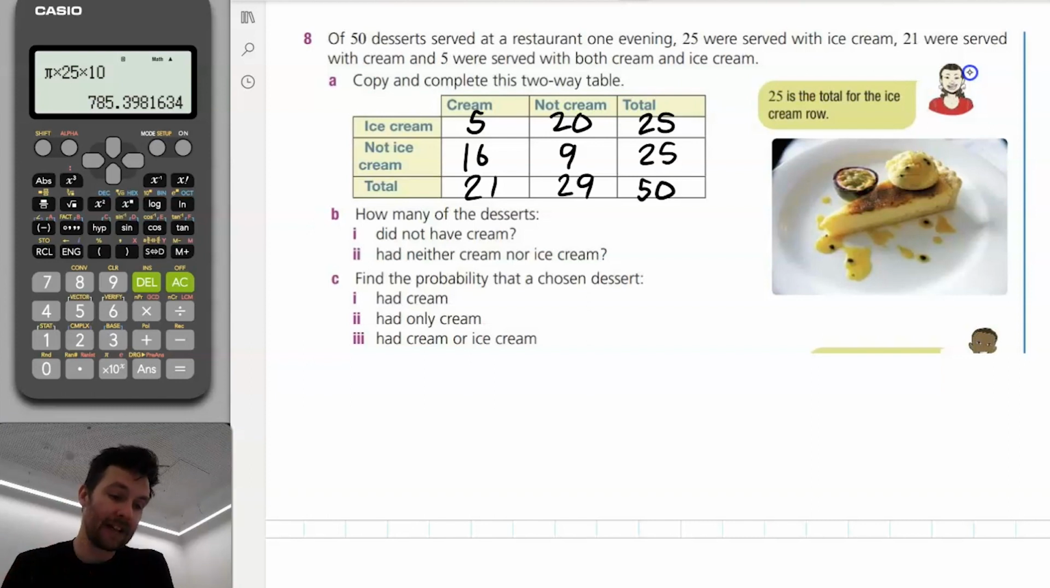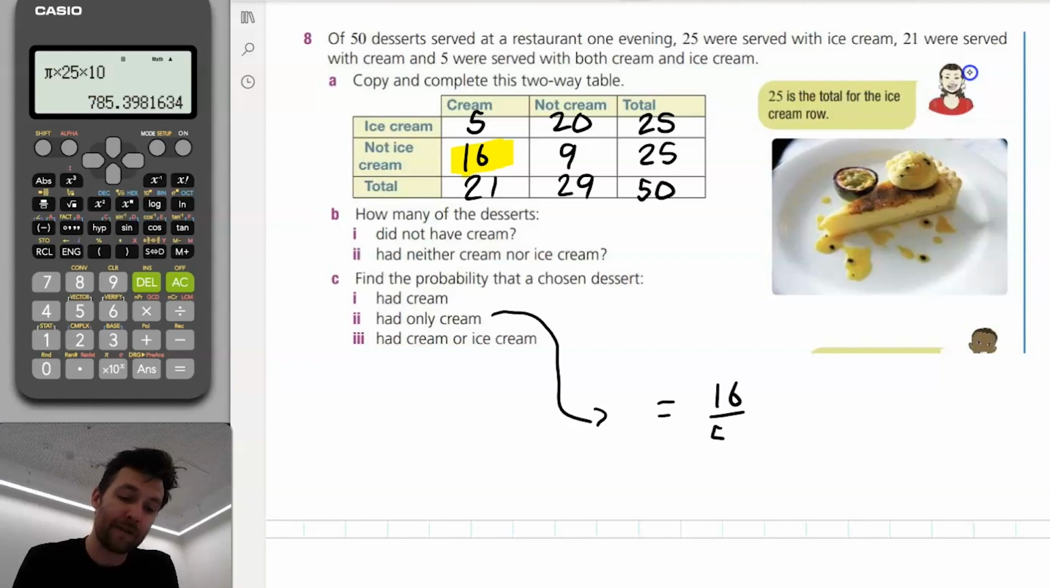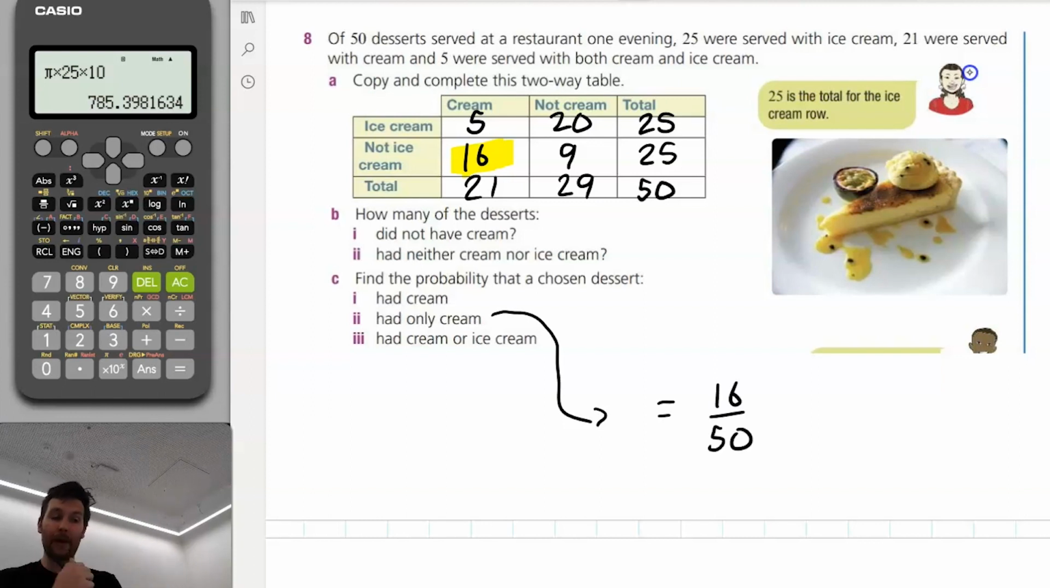So how many of these desserts did not have, let's do a probability one. How many of these had only cream? Okay, so we've got to interpret it as they have cream, but not ice cream. So it's these specific 16 people here. So 16 out of 50. So think carefully about what the question is actually asking you.